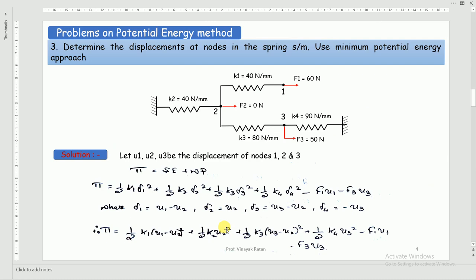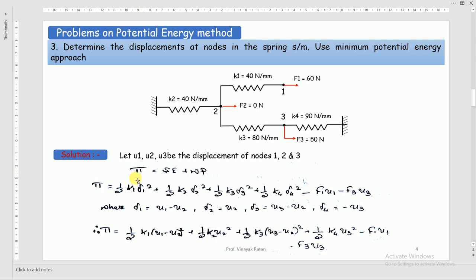Okay, so this is what is being given to you. So there are three nodes. So you'll get three sets of equations. First half of the solution is being given to you. So there are two springs here, which are in series, and these two springs are in parallel with this spring K1, and all three springs together are in series with K2, and these are the nodes 1, 2 and 3, and the force is 60 at node 1, 0 at node 2 and 50 at node 3, and you have to find out what is the displacement at node 1, 2 and 3.